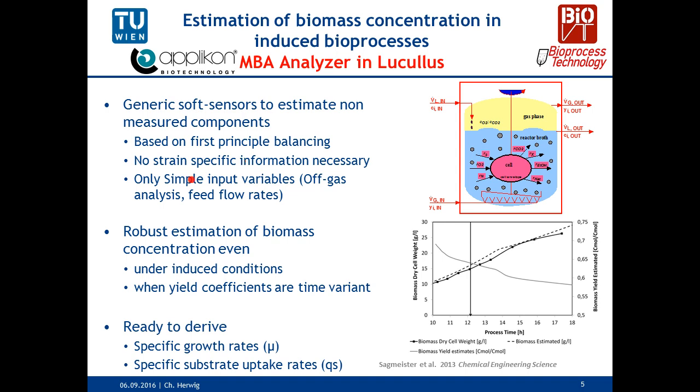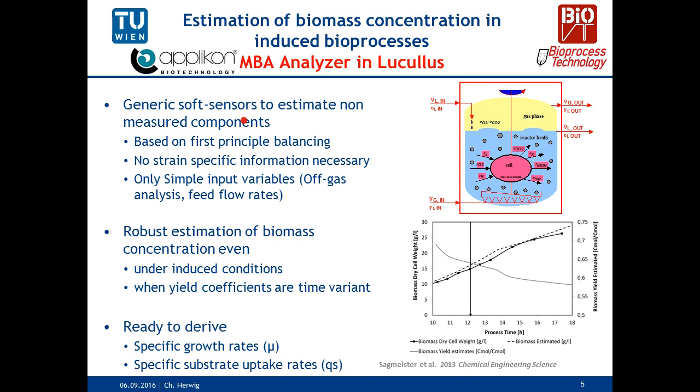And you need only very simple input variables, like you have them anyway in your process, like off-gas analysis, feed flow rates, volume of your bioreactor, and elements which you anyway have, like feed concentrations and so on. So this is a generic soft sensor which you can put here.